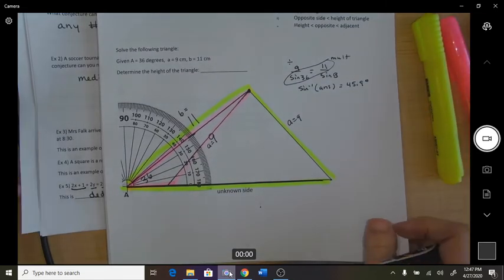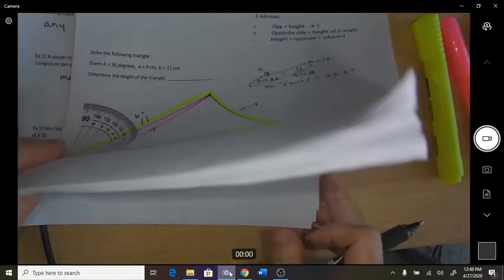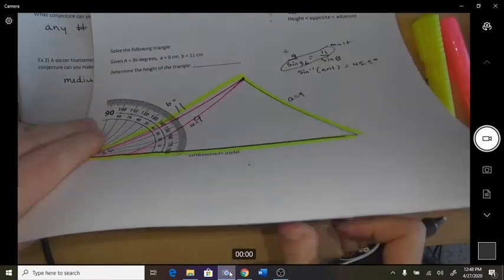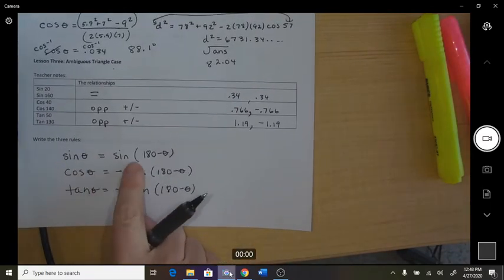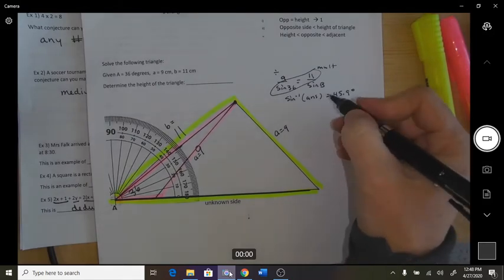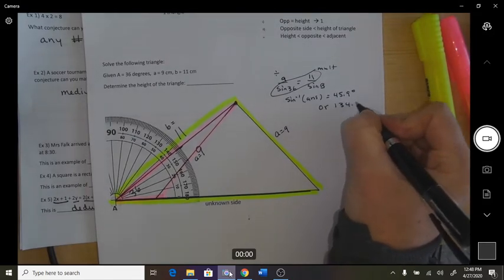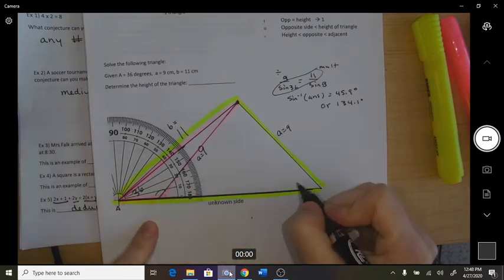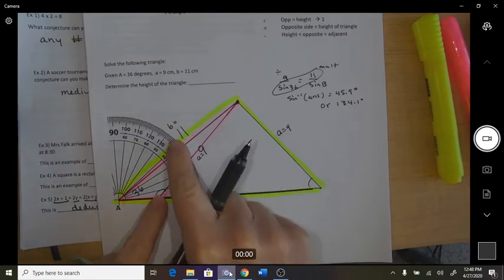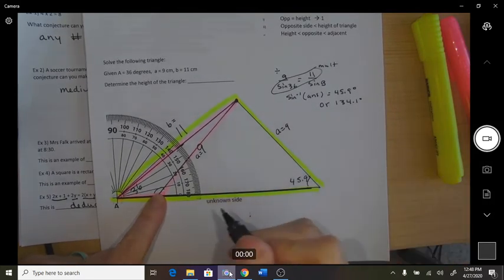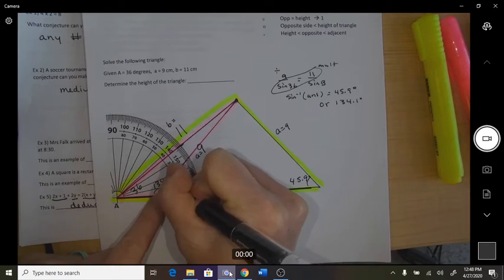Okay, but don't forget now that we learned back here that the sine of an angle would be the same as its supplementary angle. So what's the supplementary angle to this? 134.1 degrees. So that angle B could be this or that. Okay, so angle B across from 11, you can see across from 11 is either this one or this one. So this one is the acute one, and this one is the obtuse one.